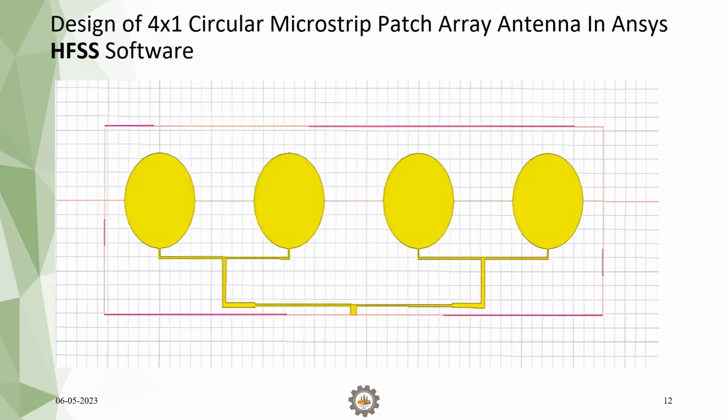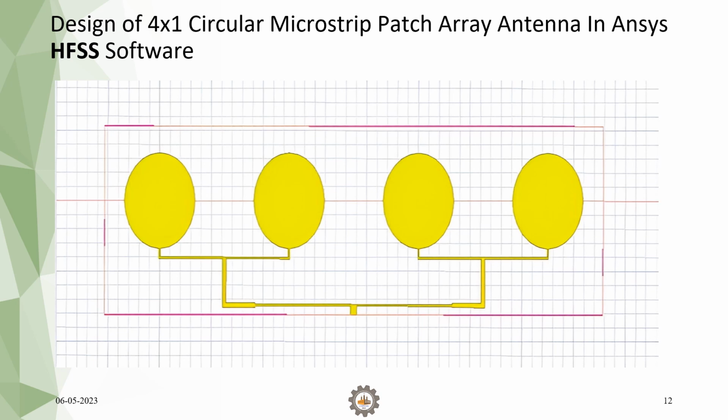This is the design of our 4x1 circular microstrip patch array. In the given figure, we can observe that there are 4 circular patches connected using the feed lines, and the quarter wave transformer is implemented. Here, these are the feed locations, which are computed using the formulas given before, and the transmission feed line is given to the source.